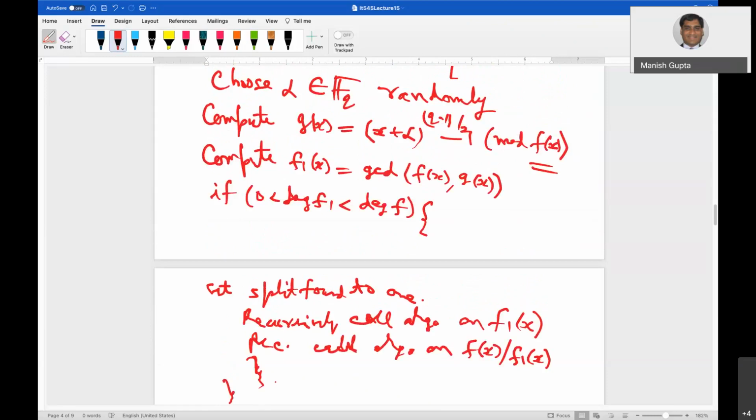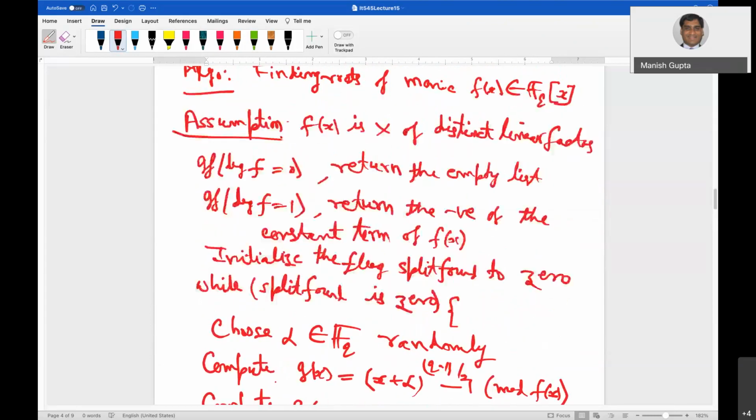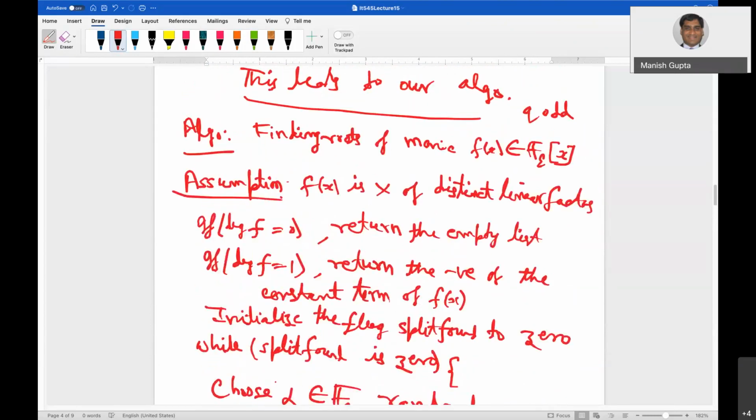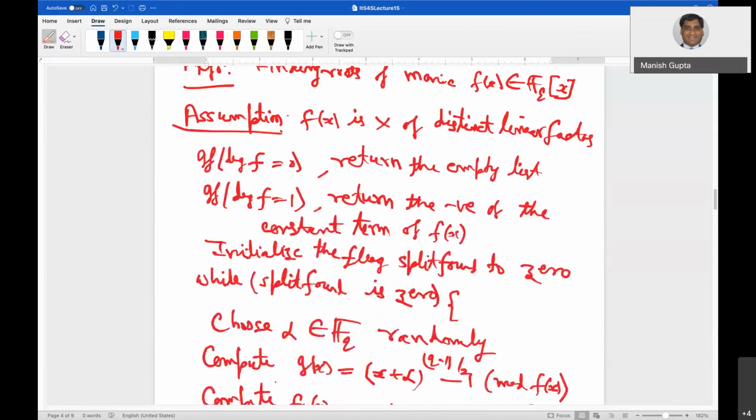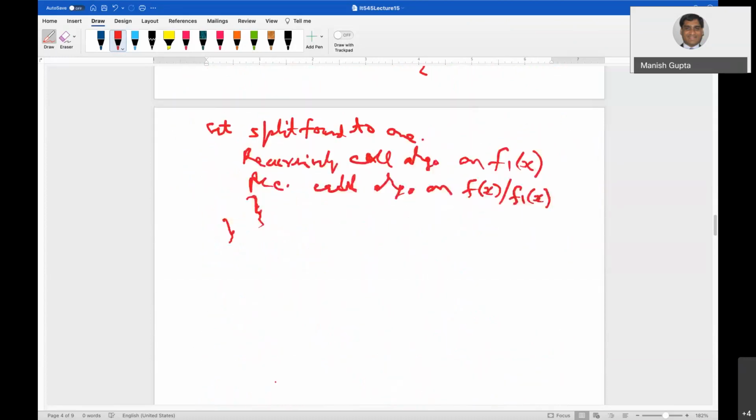So I think the best way we can understand this algorithm is by an example. So let me give you one example, and that will be good enough for us.